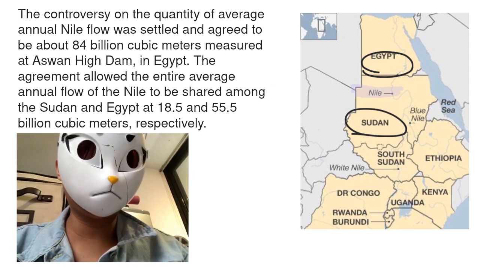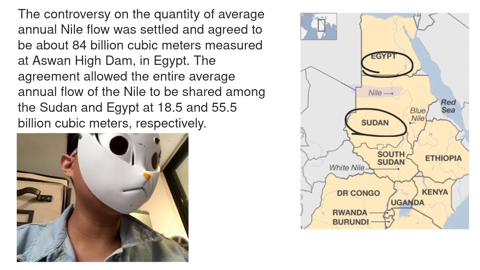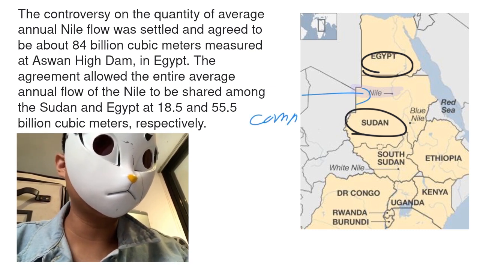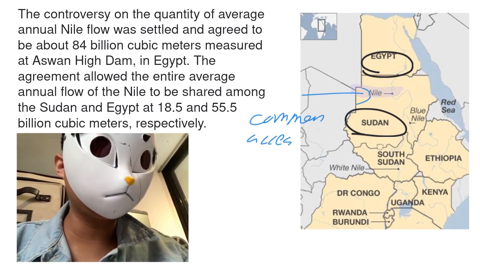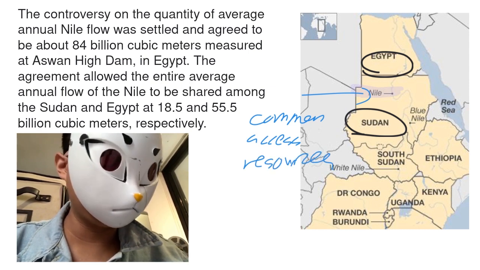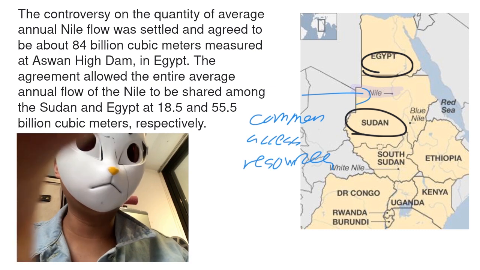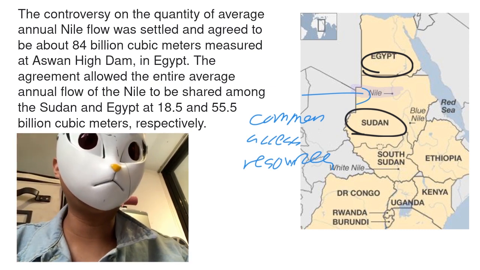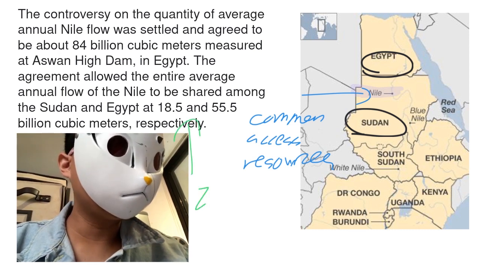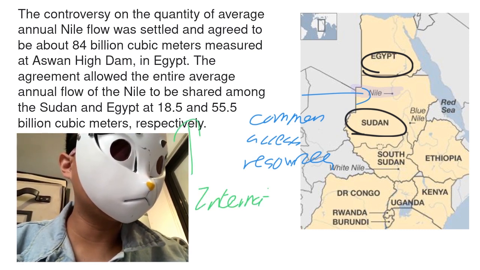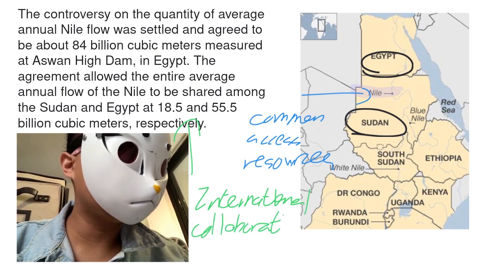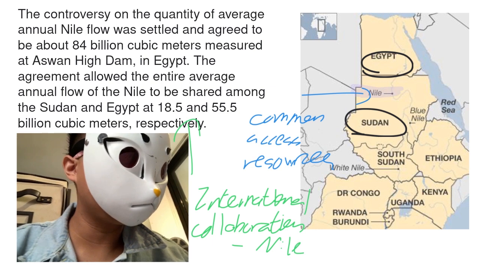So it's a common river between Sudan and Egypt. You can see that this is what we call common access resources. So how can these two countries manage this river, which is a kind of common managed resource? The method, as mentioned, is this agreement, the Nile Agreement, which we call international collaboration.